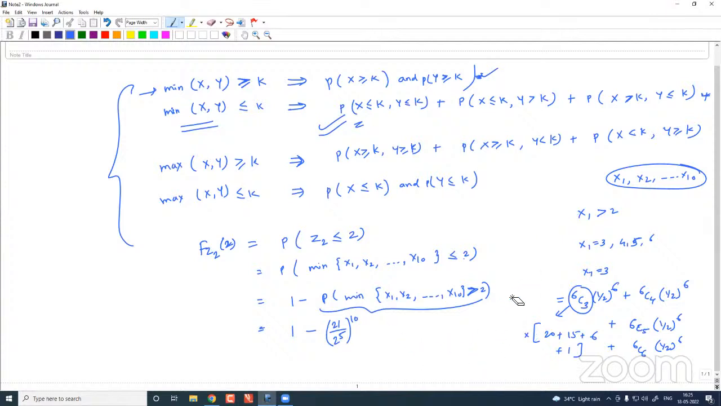Correct? Yes. Sir, I will take one more minute, sir, regarding this derivation. Can we come to the second and third last line? Like we started with F of Z, 2 in bracket, right? Yeah, second and third line, last line.